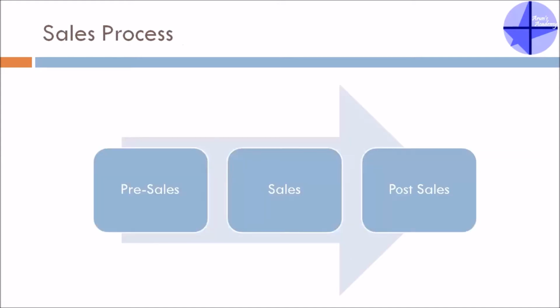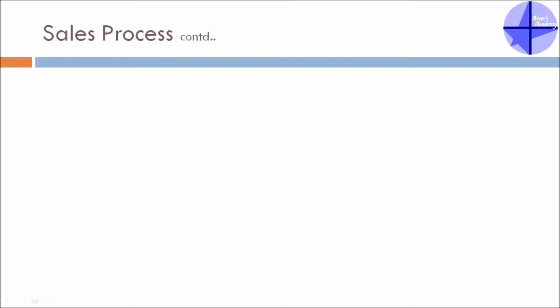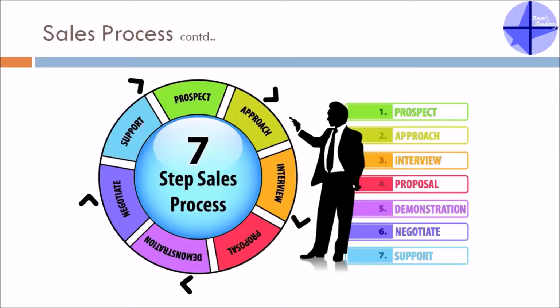Let us now understand how a sales process is. The sales process can be broadly classified into three big stages. The first stage is called pre-sales. Then comes the largest chunk, which is the sales process, and then there is a stage called post-sales. Let us understand this entire process in a little more detail now. In this, there are 7 stages shown, starting from prospecting to support.